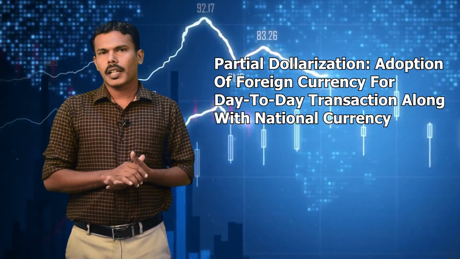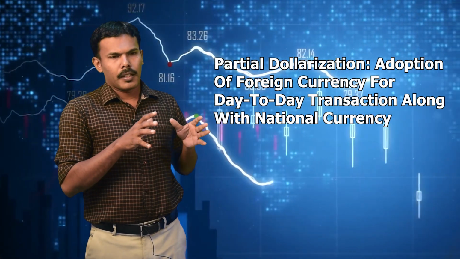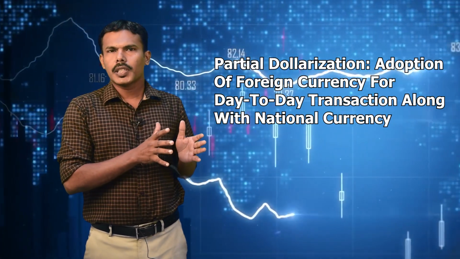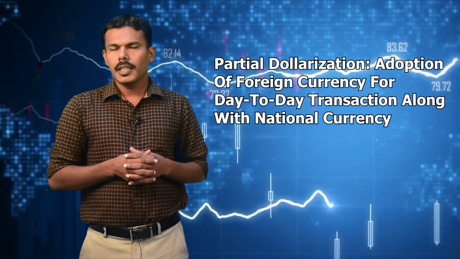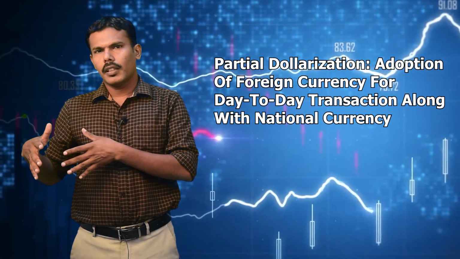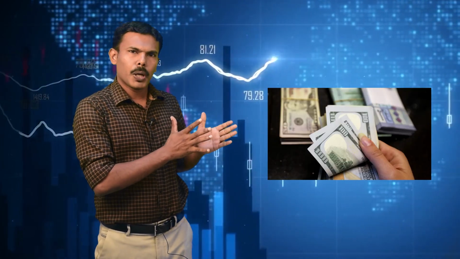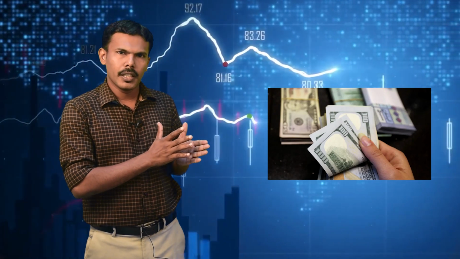In partial dollarization, a foreign currency will be used as the legal tender currency or as the medium of transaction in the nation along with the national currency. For example, in Lebanon, the national currency is the Lebanese pound. The Lebanese pound is used along with the US dollar. US dollar is acceptable in Lebanon.